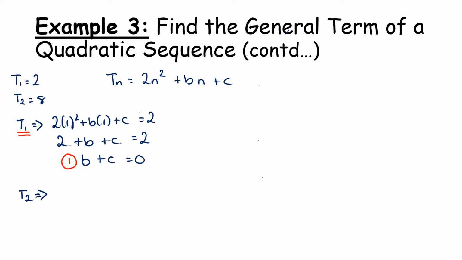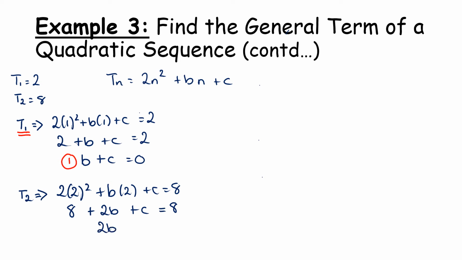So now let's look at the second term. 2 times 2 squared plus b times 2 plus c, and the second term is 8. So 2 times 2 is 4, times 2 is 8, plus 2 times b is 2b, plus c is equal to 8. Taking 8 from both sides, we get 2b plus c is equal to 0, and that is our second term. So now we can use simultaneous equations to solve for b and c.